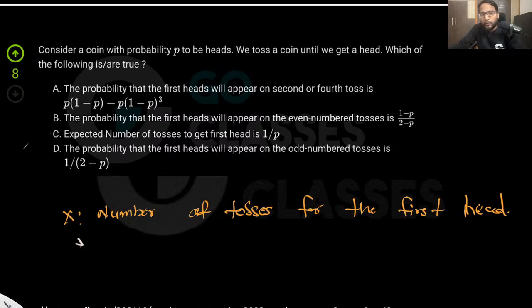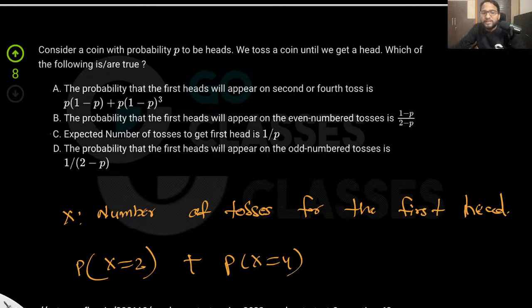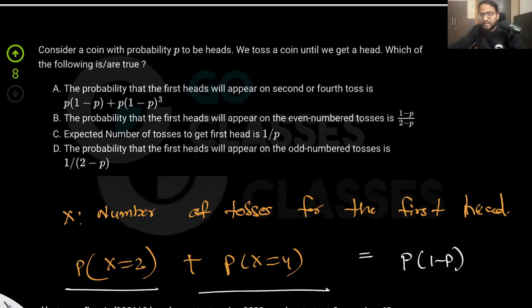Now, let's talk about the other options. What option A is saying is that the probability that the first head will appear on the second or the fourth toss, where this X is basically the number of tosses. If the first head appears on the second toss, the number of tosses will be 2. If the first head appears on the fourth toss, the number of tosses will be 4, right? So they're asking the probability of X equal to 2 or X equal to 4, which means the head occurs at the second toss, which means it does not occur at the first and occurs at the second, or does not occur in the first three and occurs at the fourth toss.